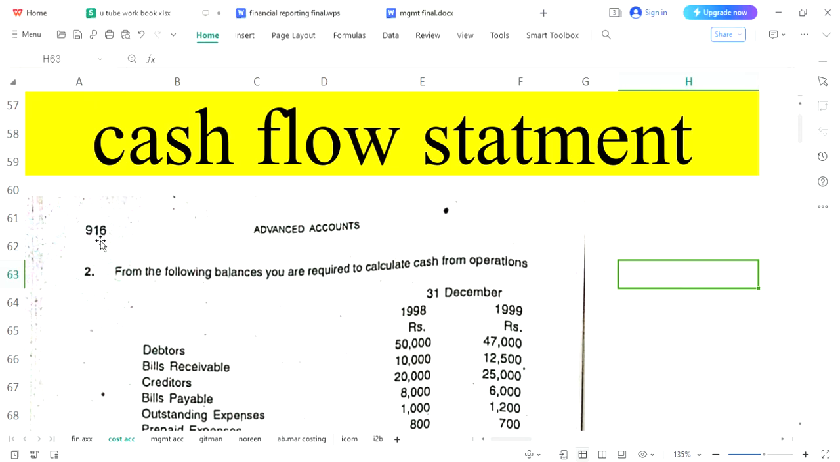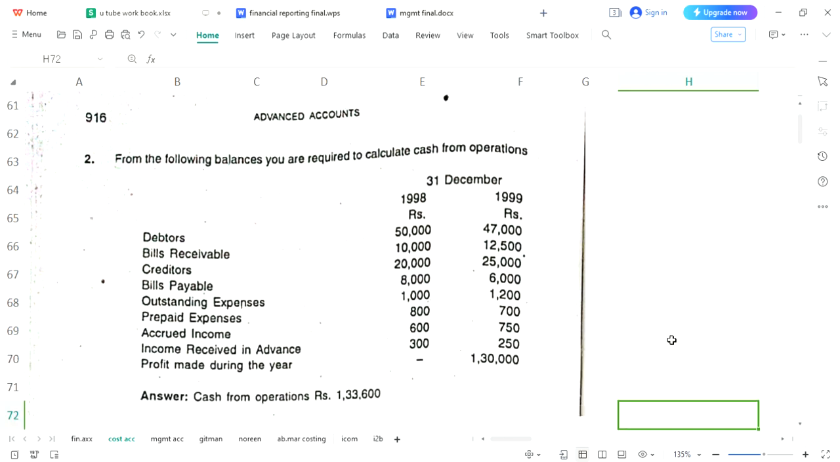Today's target is to solve question number 2. The chapter which we are related with is cash flow statement. You can see today's question is a little different. We have opening assets and opening liabilities, closing assets and closing liabilities.